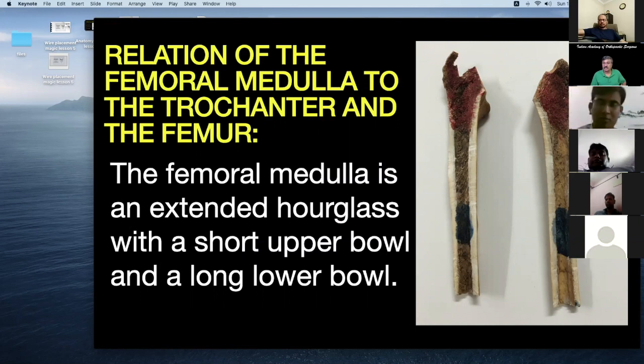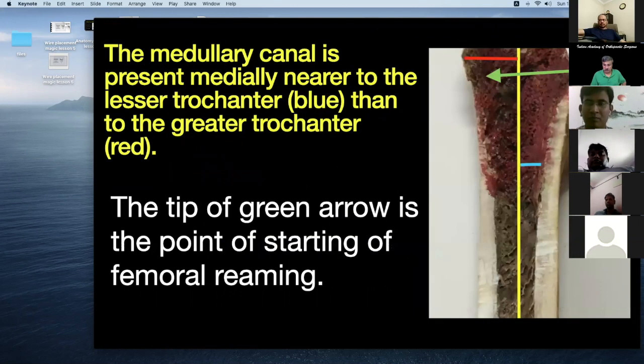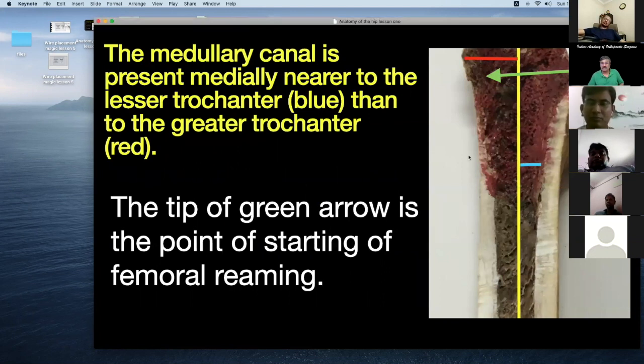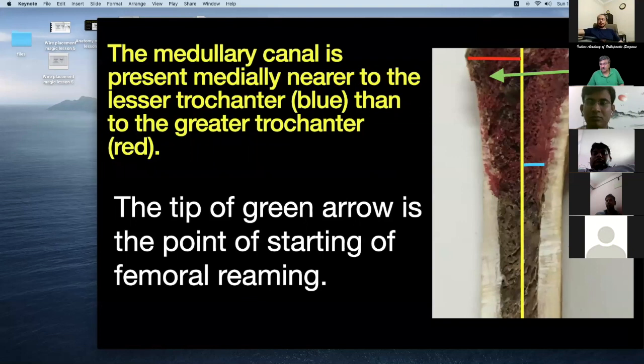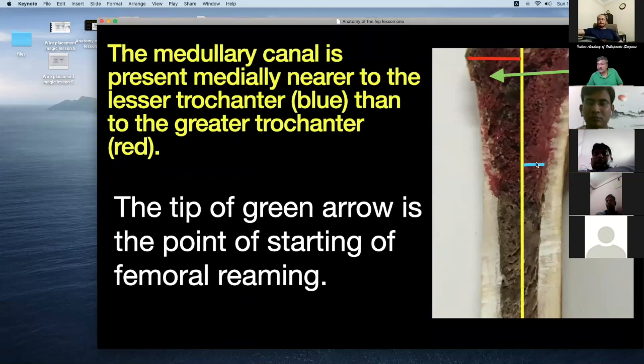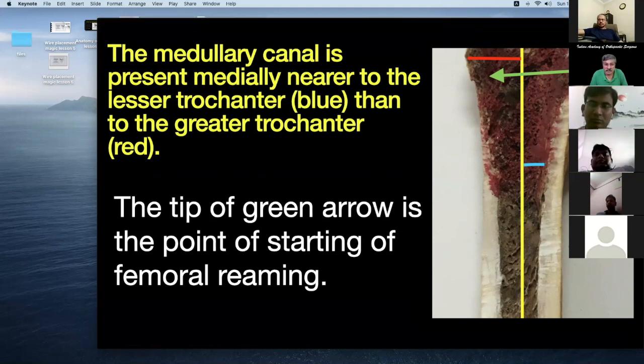You can understand from this section of the bone which I have displayed for you. The medullary canal is present medially, nearer to the lesser trochanter than to the greater trochanter. So this distance is lesser than this distance. Red is the distance from the greater trochanter. Blue is the distance from the lesser trochanter. So the straight line of the medulla is closer to the lesser trochanter than the greater trochanter.